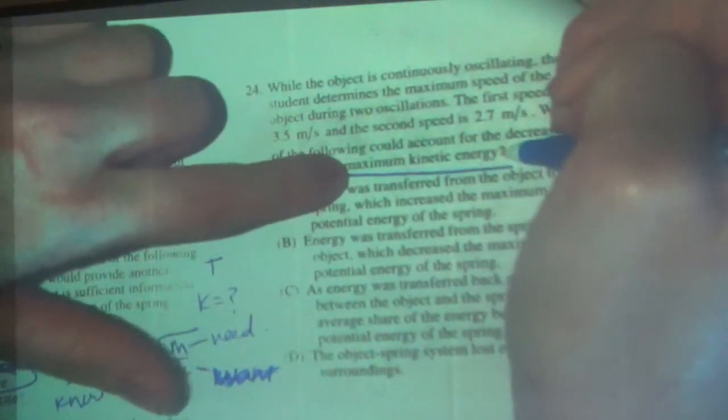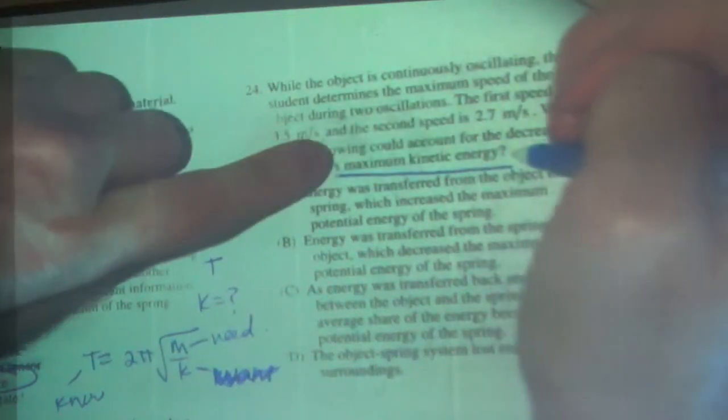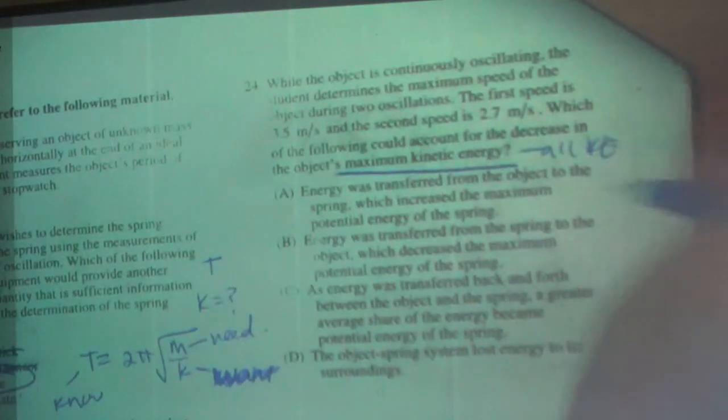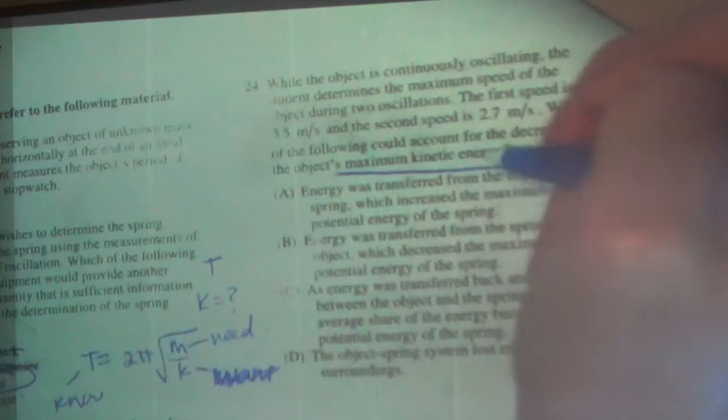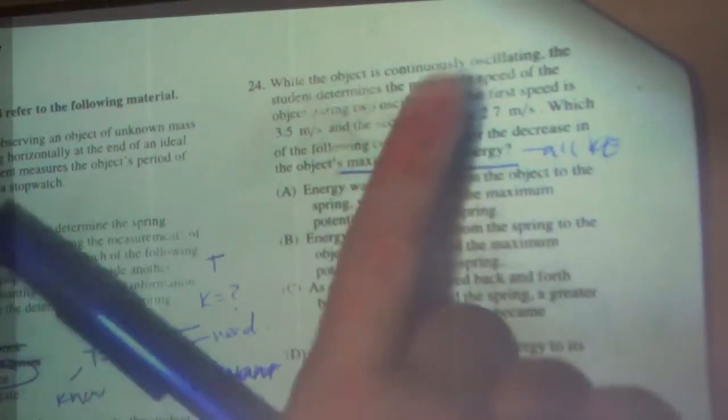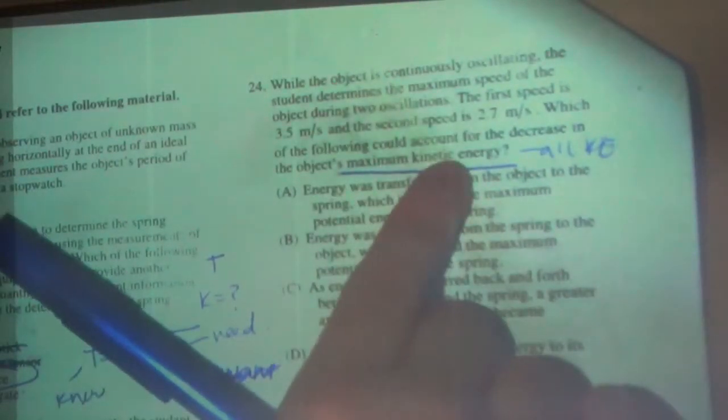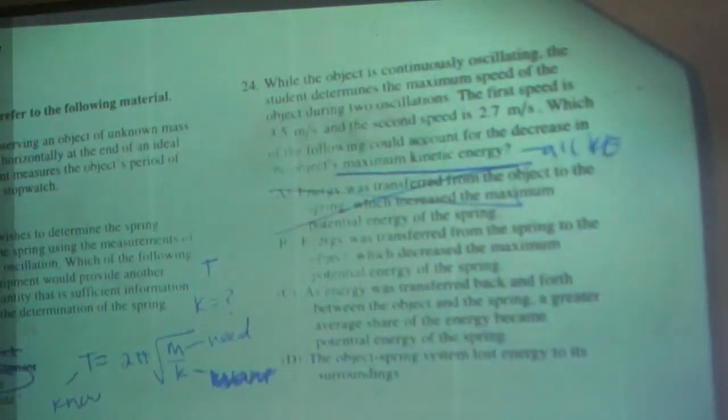Maximum kinetic energy is saying I'm not sharing my energy between some kinetic and some potential. This is all KE right here, and the amount that is all KE is decreasing. That means I'm losing energy overall. So it says energy is transferred from the object to the spring, which increased the maximum potential energy. That doesn't make sense because at the maximum kinetic energy, it's still all kinetic, no potential. So if this one all of a sudden has more potential energy when it has no kinetic, that doesn't make sense because the total would be changing from one point to another.